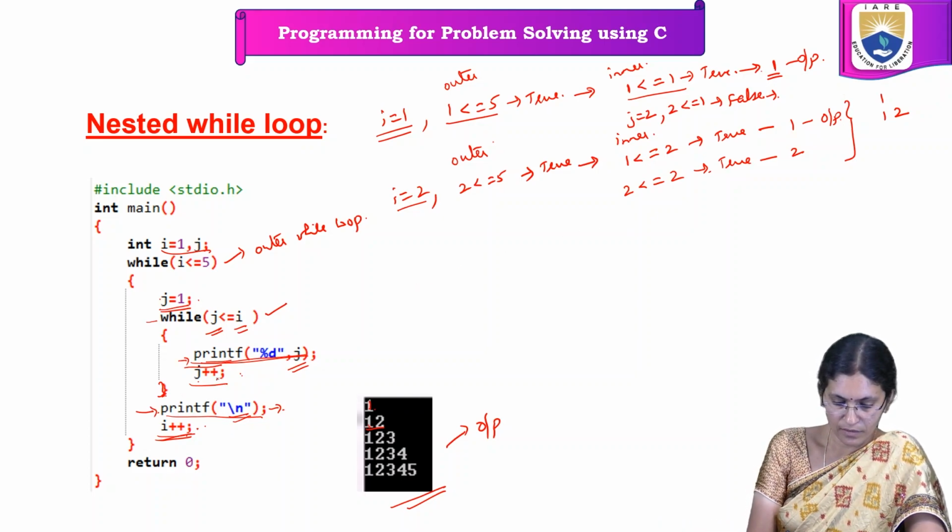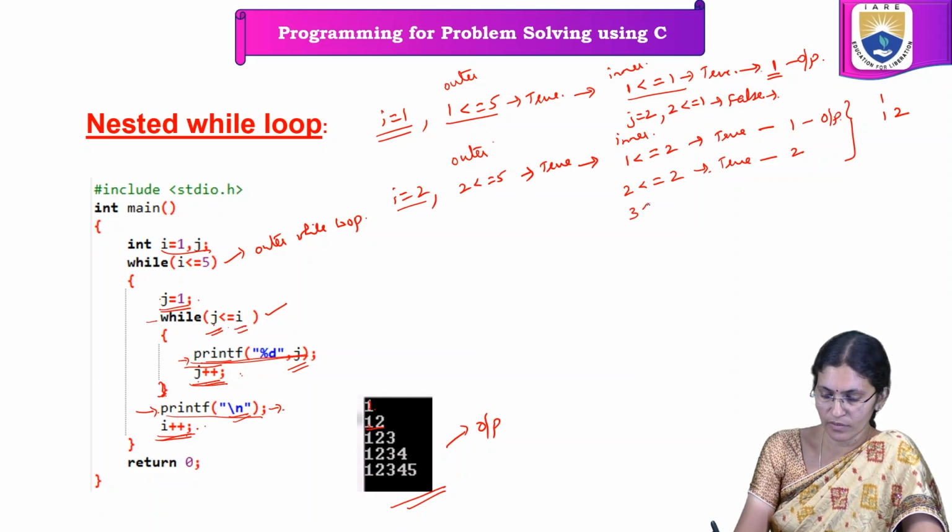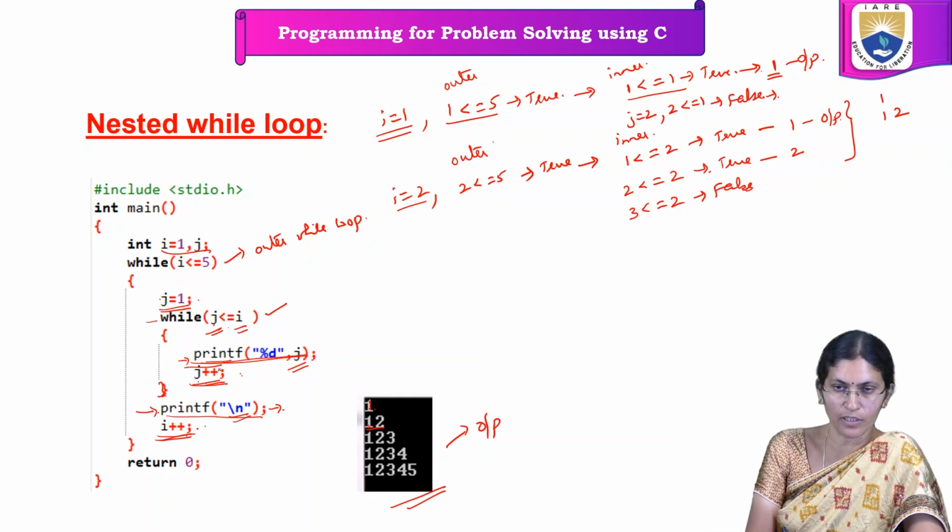Next, the j value is incremented by 1, so j is equal to 3 now. Is 3 less than or equal to 2? That becomes false, so you will get no output. These statements will not be executed, so control will be transferred here. Again, the new line printf statement executes, and now the cursor will be placed on the new line.